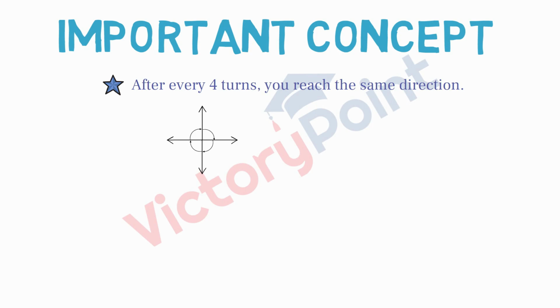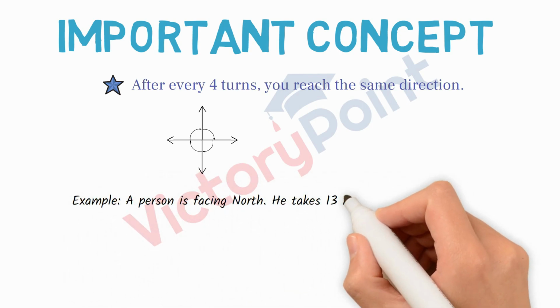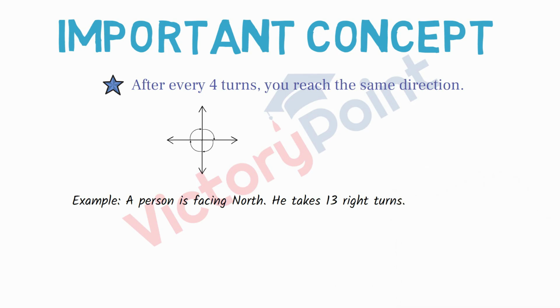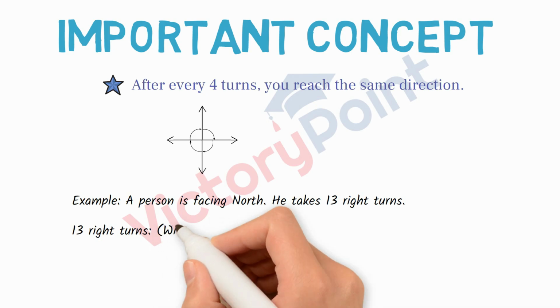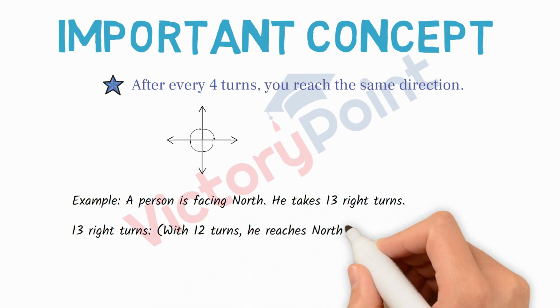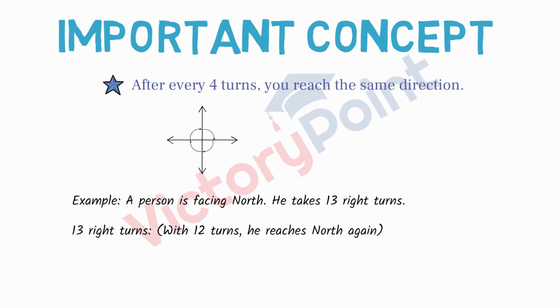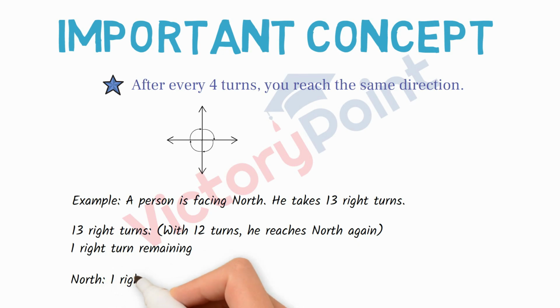So let's see an example. A person is facing north and he takes 13 right turns. Now you do not need to calculate for 13 right turns. You can simply say with 12 turns, since 12 is a multiple of 4, the person will be facing north again. So after 12, there is only one right turn. So with one right turn from north, the person will be facing east now.